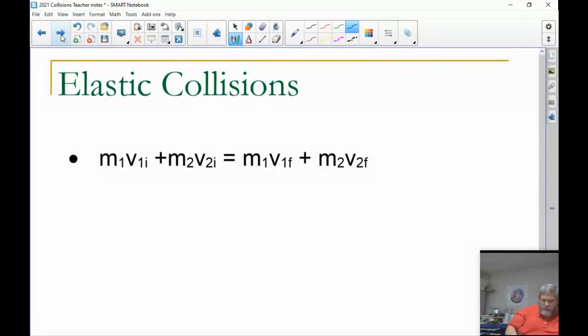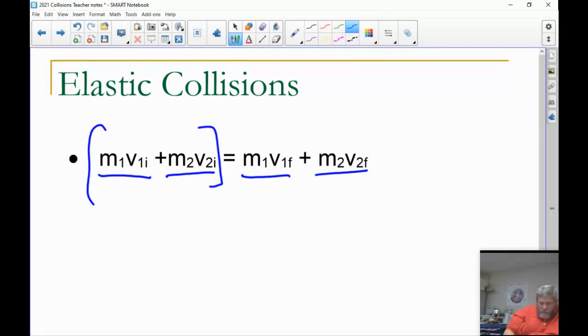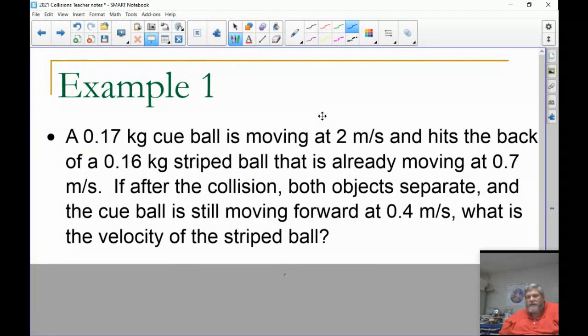The equation we use here is the momentum of the first object before the collision plus the momentum of the second object before the collision equals the momentum of the first object after the collision plus the momentum of the second object after the collision. So basically, the total momentum before equals the total momentum after. You have to remember that this is a vector. So if they're in opposite directions, one of the velocities has to be positive and the other velocity is going to be negative. So let's look at some examples.